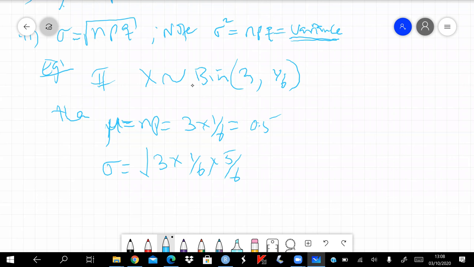If you take that, this is square root of 15 over 6. If you simplify it, you should get around 0.645, something like that.